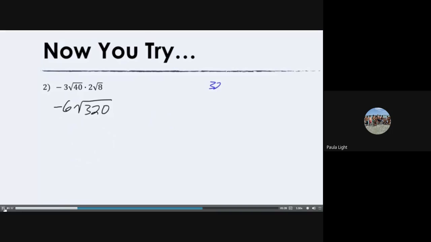Off to the side, I'm going to start breaking down 320. It's not a perfect square. 2 goes into 320 160 times. 2 goes into 160 80 times. 2 goes into 80 40 times. 2 goes into 40 20 times. 2 goes into 20 10 times. 2 goes into 10 5 times. And we're looking for pairs.